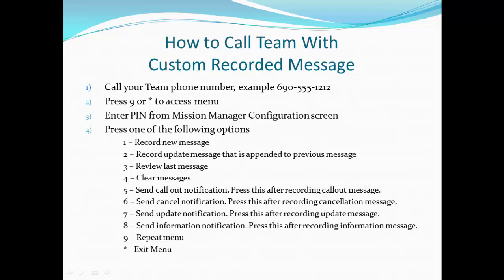So now you've recorded a message, you're happy with it, and you want to send out the message with a call-out notification as well. So your members will receive a text message and a phone call with the recorded message. 6 is to send out a cancellation notification. Again, this is sent out after recording a new message. So after you had pressed 1 and recorded a new message saying the mission was canceled, and you review it and you're happy with it, you would then press 6, which sends out that cancellation notification. Again, the text message with that custom recorded cancellation.